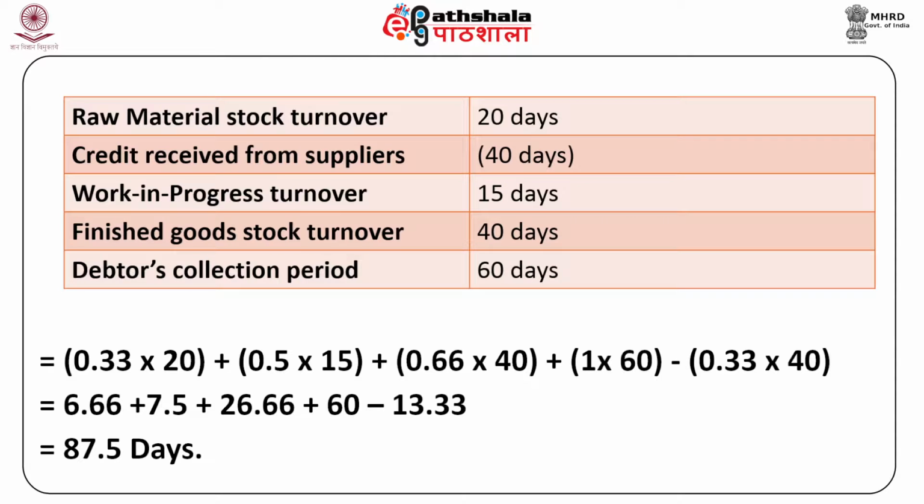The weighted operating cycle may be calculated in the following manner: 0.33 multiplied by 20 plus 0.5 multiplied by 15 plus 0.66 multiplied by 40 plus 1 multiplied by 60 minus 0.33 multiplied by 40. The total comes to 87.5 days.